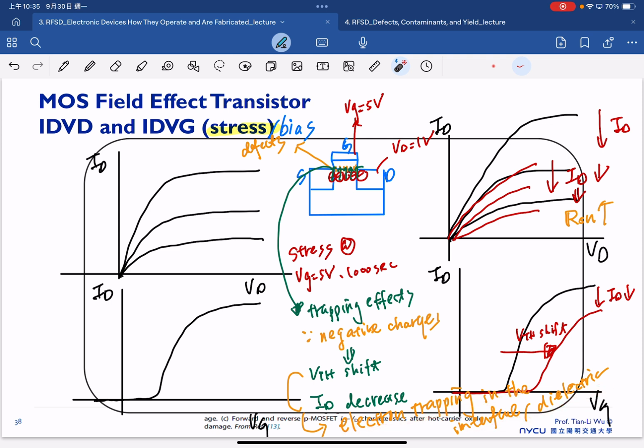So finally, this gives us a hint. If we want to solve this reliability issue, we should focus on trying to optimize the interface of the gate dielectric that can induce less trapping effect. So that's generally what we reliability people do. First we do the testing, we analyze the phenomena, we understand the reason, and then we propose the strategy for how to optimize the device stability.